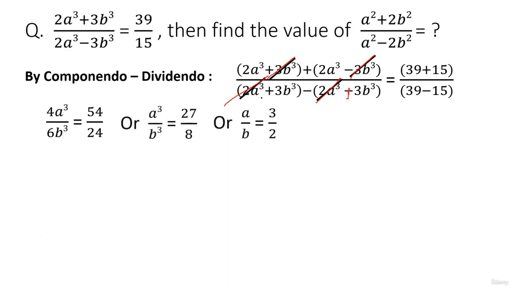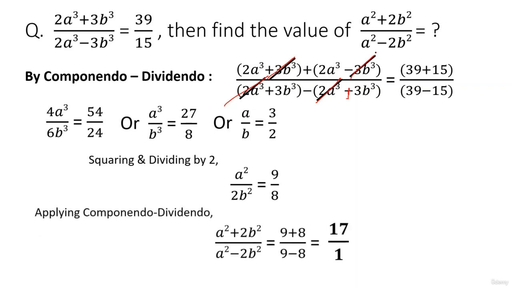Now life is very, very easy. You substitute a equals to 3, b equals to 2, or you can square both sides and divide by 2. So you will be getting a square upon 2b square equals to 9 by 8. You again apply componendo dividendo. You will end up with the answer.